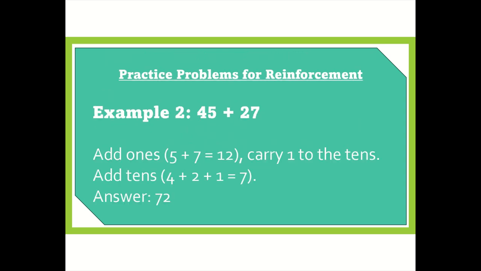Practice problems for reinforcement. Example 2: 245 plus 27. Add ones, 5 plus 7 equals 12, carry 1 to the tens. Add tens, 4 plus 2 plus 1 equals 7. Answer, 72.